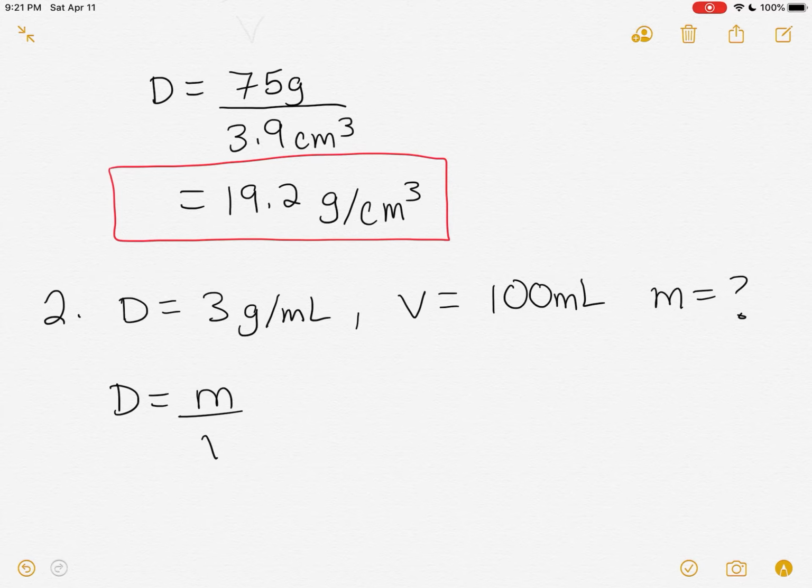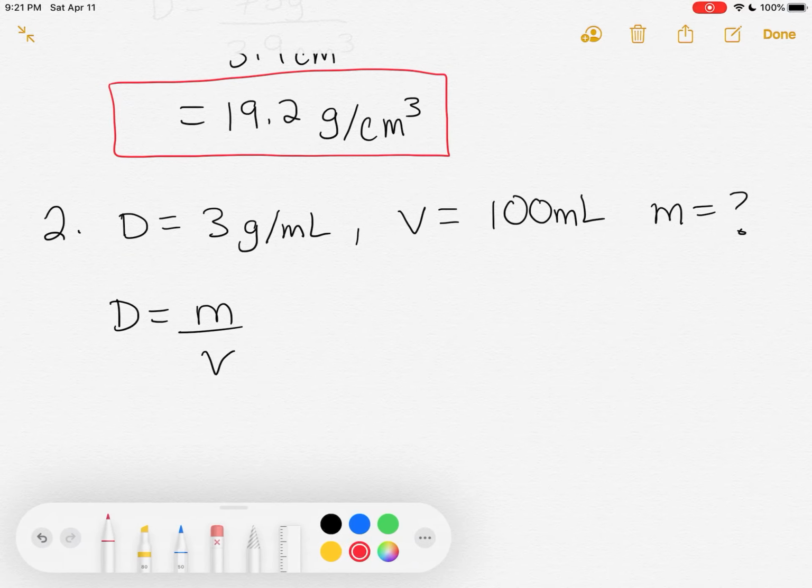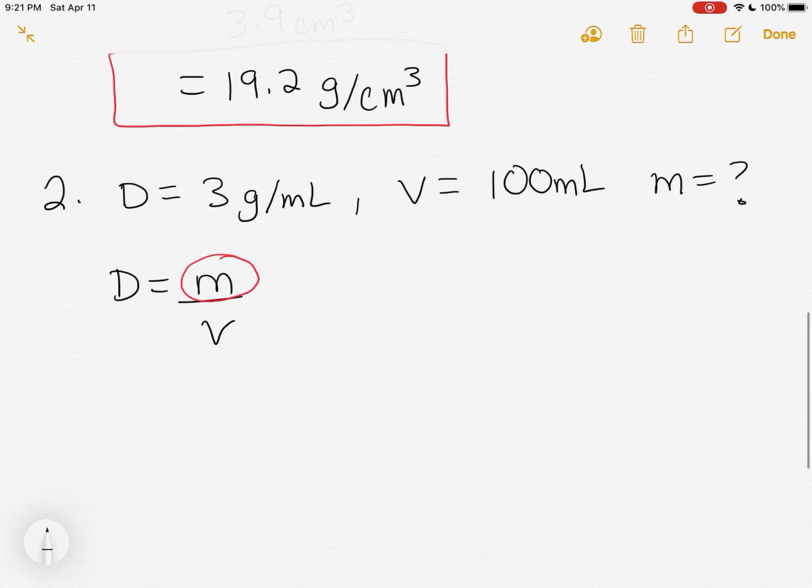Again, we're going to use our density formula, but we are going to have to rearrange it. Our density is our mass divided by our volume, but we can rearrange this formula using our math skills. We want to rearrange so that we can solve for the M, so that I can get my M all by itself. To do that, I'm going to multiply my density times my volume. So density times volume will be equal to my mass.